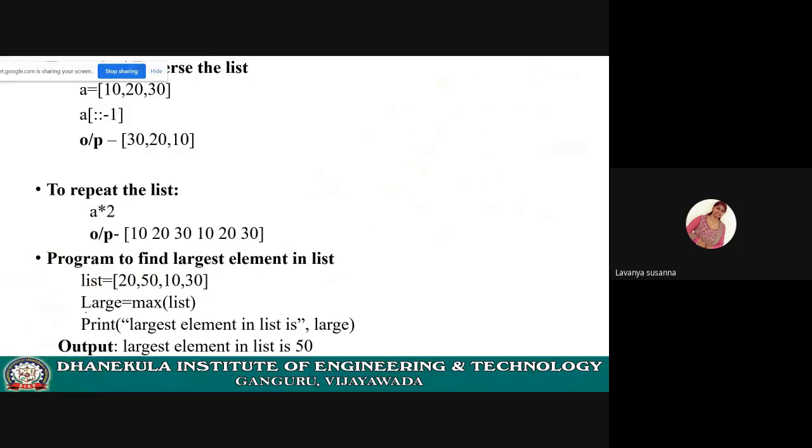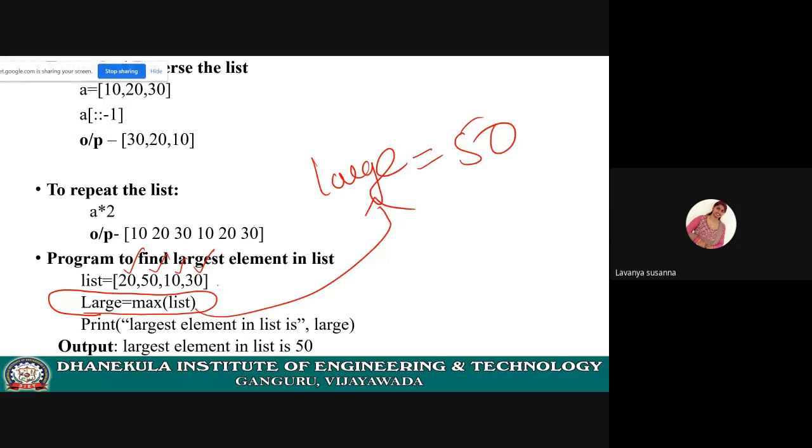See here, I am using a variable large. Large equals max of list. Here the list variable is just list. Now this function will find the largest number. What is the largest number in 20, 50, 10, 30? It is 50, right? Now this large variable contains 50. This max function is returning 50 to the large variable.